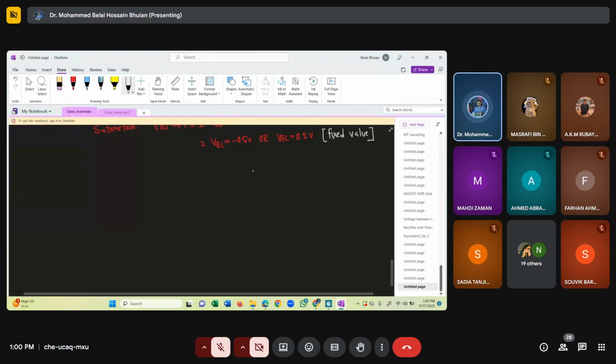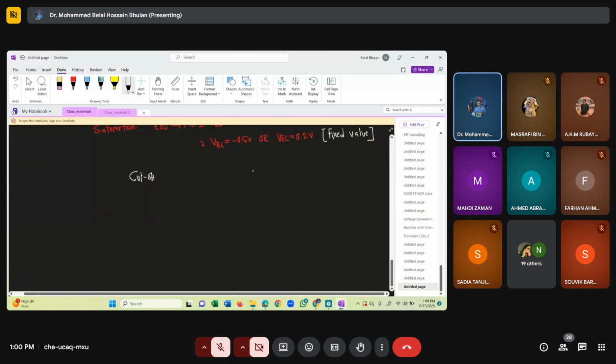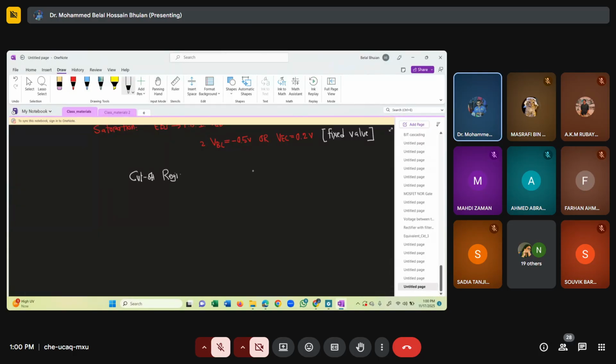Of course, you would say, what about the cutoff region? So that's a cutoff region. We know that in that case, both the diodes are reverse bias. EBJ reverse bias, CBJ reverse bias. But generally, if it is EBJ reverse bias, that is enough for us to say. In that case, we're going to find no current flow. So IB equals to IC equal to IE. All of them are 0.